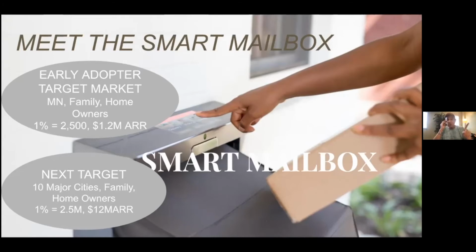And there's 2,500 of those. And there's actually not 2,500, it's 250,000 of those. And we're going to capture 1% of that market. If we capture 1% of that market, and our product is $499 a year, the smart mailbox subscription, that's 1.2 million ARR. That's our early adopter target market. And I just gave you the reasons for my segmenting that specifically.